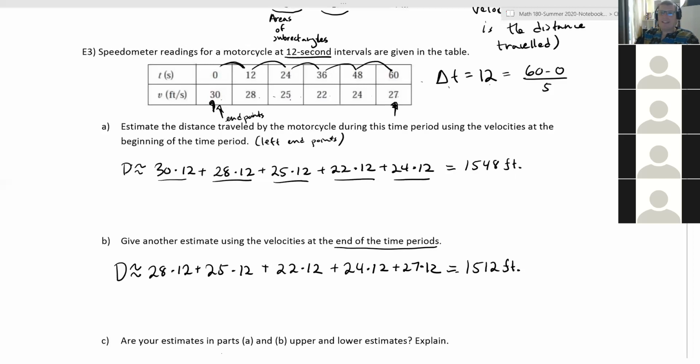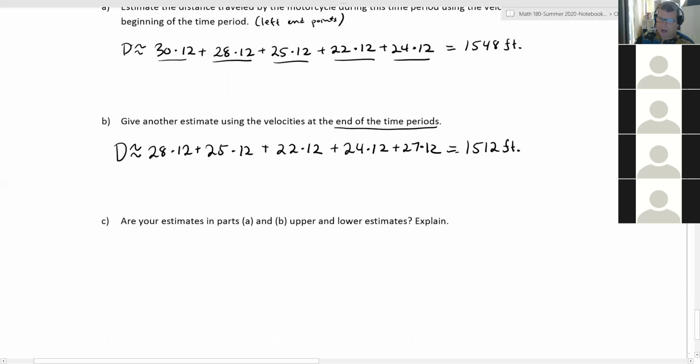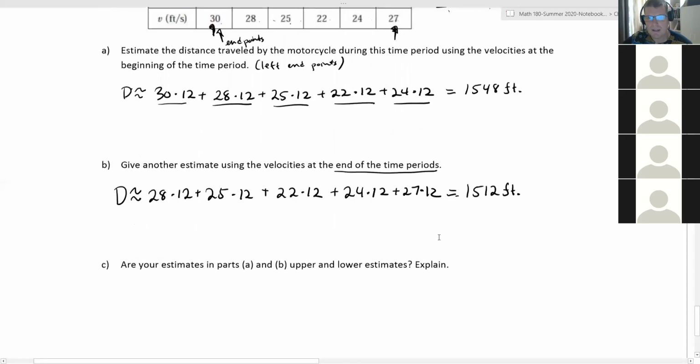It's velocity times time. It ends up giving us a very clear sense of the relationship between area under the curve and distance. That distance is the area under the velocity curve. Now, are your estimates in parts A and B upper and lower estimates? So what do you guys think? Are they upper and lower estimates?